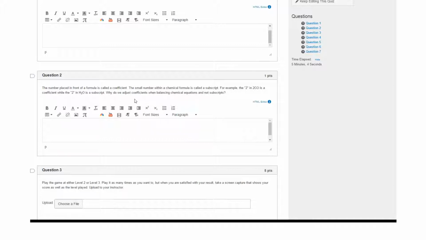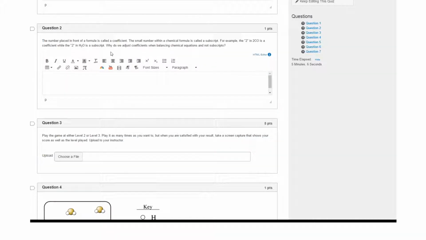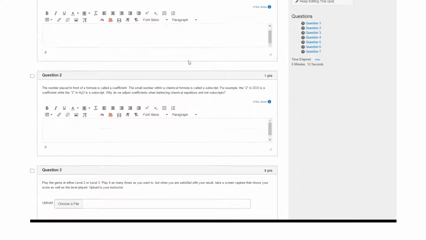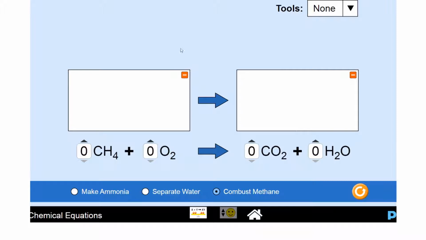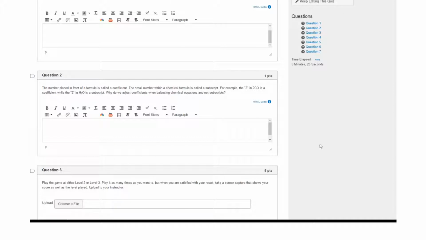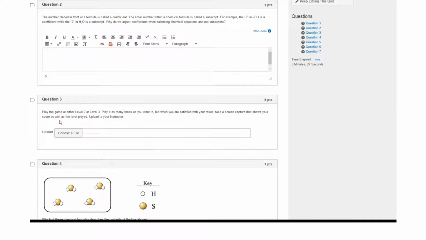Now, in question 2, it asks, why do we adjust coefficients and not subscripts? Okay, so that's a very important thing to understand: why in this simulation can you change these numbers up here, but notice I can't change these numbers. That's not allowed. I'm not allowed to do that. Why the heck not? Okay, so you answer that question. And then it tells you in question 3 to go ahead and play the game.